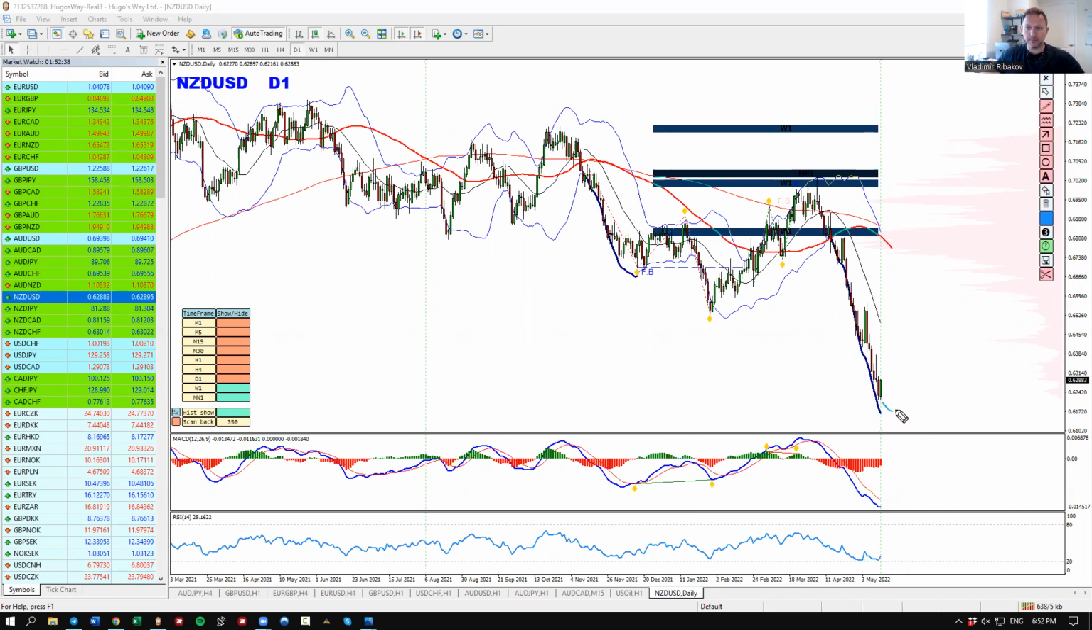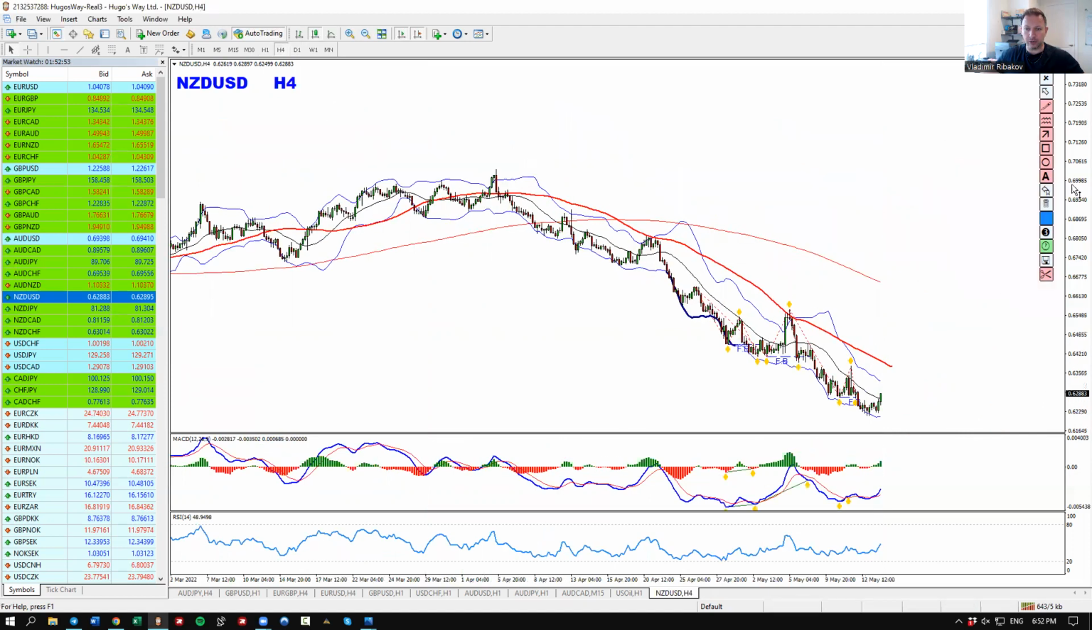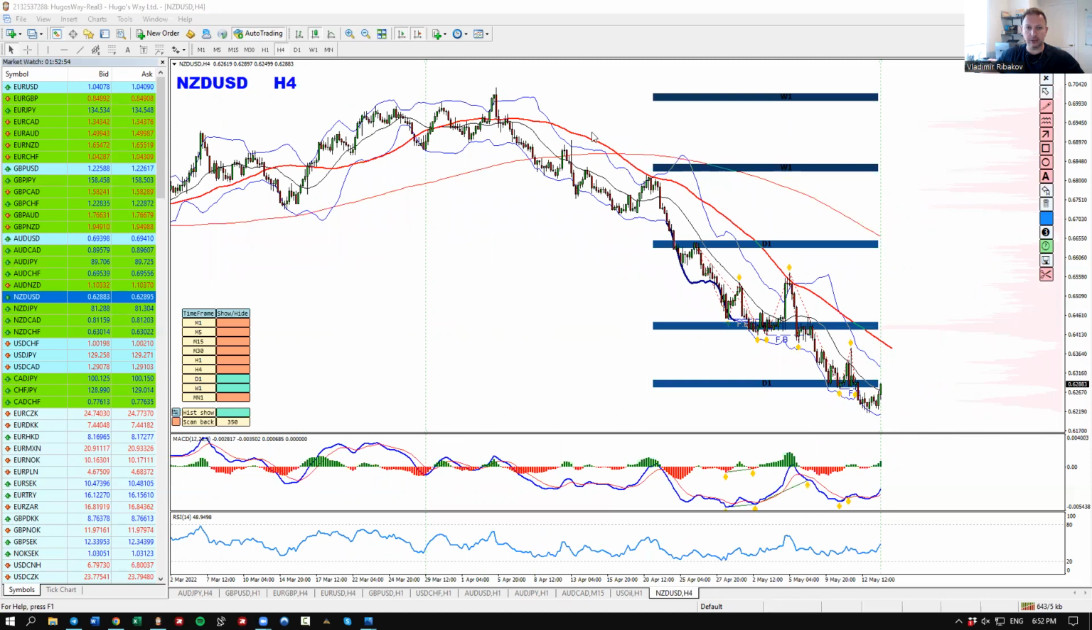And ideally, I want to see this pullback taking place, some hidden divergence building up here, lower highs on the chart, higher highs on the histogram, and then look for the further sell. So to enjoy the short-term buys, here we are on the 4-hour chart, and at the end of these 3 waves, we are building a bullish divergence. So it's right here.